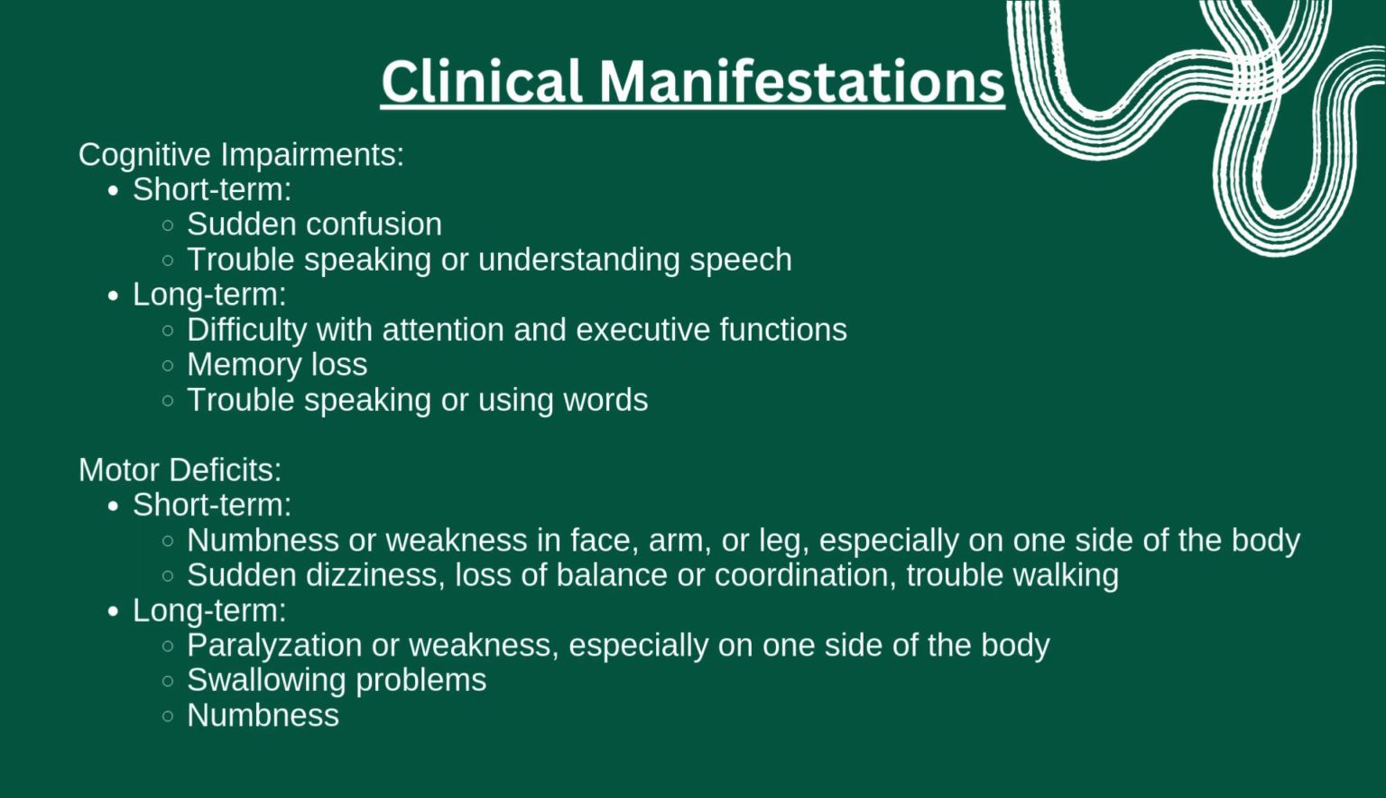Motor deficits. So, in the short term, there's sudden numbness or weakness in the face, arm, or leg, especially on one side of the body, which is generally contralateral to the side of the brain where the ischemic event is happening. You can also have sudden dizziness, loss of balance or coordination, or trouble walking. Long term effects after the event has happened and been treated include continued paralysis or weakness, again, especially on one side of the body, swallowing problems, and continued numbness, usually on one side of the body.